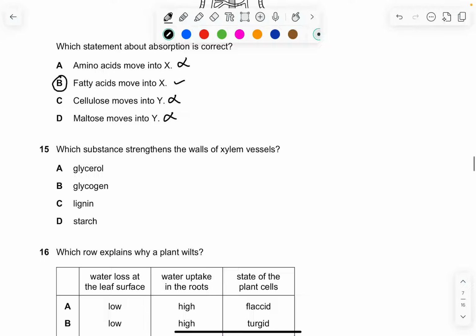Question 15. Which substance strengthens the wall of the xylem vessels? Remember that xylem vessels are dead, okay? So they have a very strong wall that acts as a very good structural support. And that is what is called lignin.